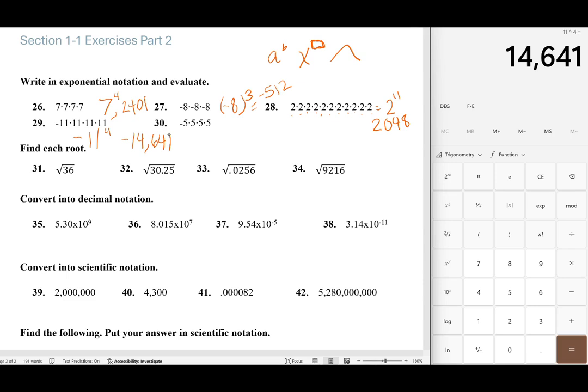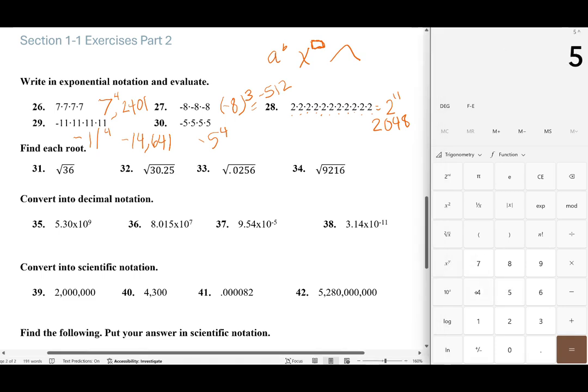That works. Number 30, I'm going to do the same thing, ignore the negative, it's just going to hang out front. 1, 2, 3, 4 5s. So that's 5 to the 4th power. Let's type it in the calculator. 5 to the 4th power is 625. Go ahead and tag that negative back on. Negative 625 for those answers.